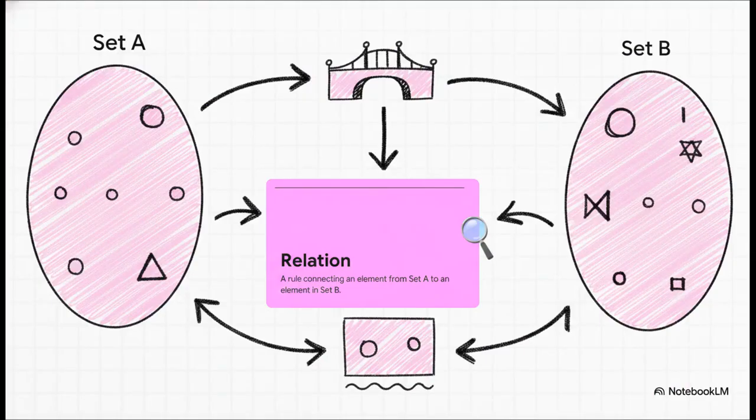We're going to step away from those dry coordinate pairs for a second and look at relations as what they truly are. To start, we really just need to understand a relation in the absolute simplest terms. It's just a rule. That's it. It's a rule that connects an element from one group, let's call it set A, to an element in another group, set B. That scary mathematical notation, (a, b) belongs to R, it's literally just a super condensed way of writing A is related to B. It's just a bridge between two things.